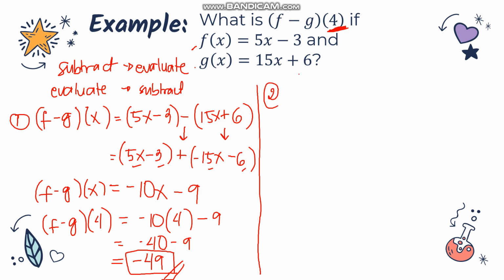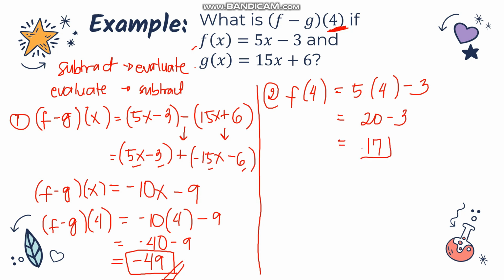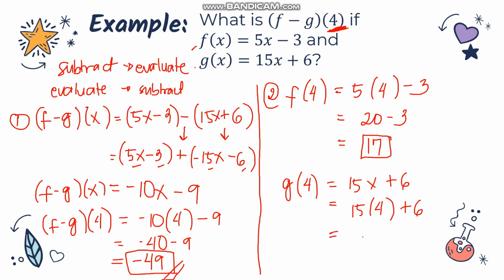Now let's evaluate first and then subtract. So evaluate f of x at 4. So we have 5 times 4 minus 3. So we have 20 minus 3, which is equal to 17. So that's our first answer. Do the same thing for g of x. So g of 4 is equal to 15x plus 6, so 15 times 4 plus 6. So we have here 60 plus 6, or 66.